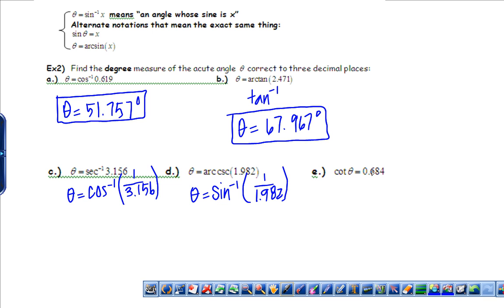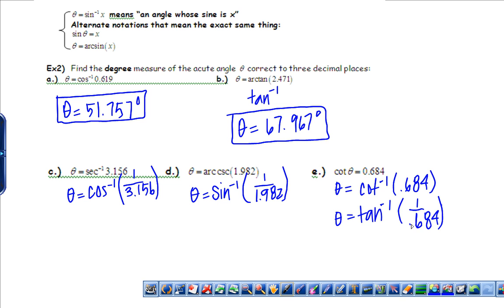If cotangent, and remember another way to write this is theta equals arc cotangent of 0.684. If arc cotangent is 0.684, then what is arc tangent? Remember, arc tangent is the reciprocal, or 1 over 0.684. Okay, and I'm going to plug in the first one for you.